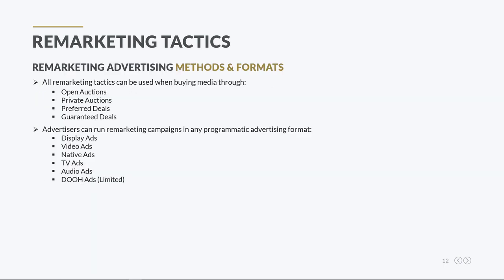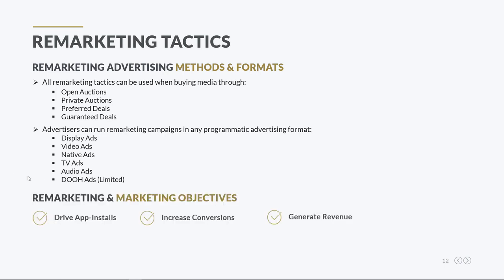All the remarketing tactics I have just mentioned can be used when buying media in open and private auctions, or when buying media directly from publishers through preferred and guaranteed deals. In addition to that, advertisers can run remarketing campaigns in any programmatic advertising format such as display, video, native, TV, audio, and digital out-of-home ad format. Last but not least, since remarketing is all about reaching people to remind them to convert, the objective of running remarketing campaigns is usually to drive app installs, increase conversions, or generate revenue.